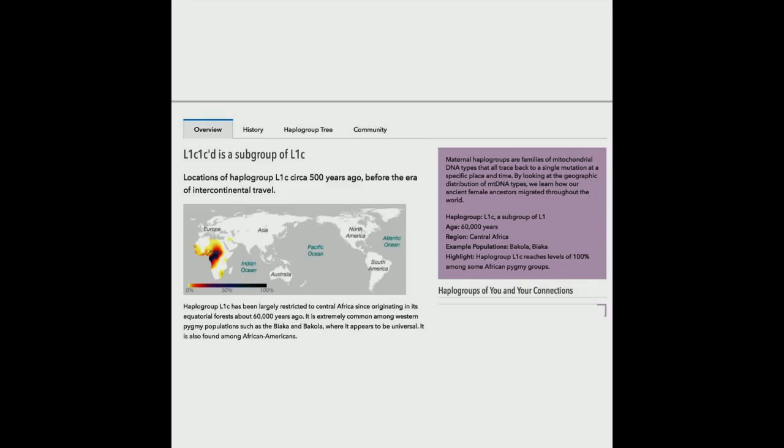Now, looking at the maternal side, he tested L1c1c'd, so it's a subgroup of L1c, and of course, this haplogroup is circa 500 years ago before the era of intercontinental travel, and again, this is his maternal side. It goes back 60,000 years in Africa, of course, from Central Africa. The example populations, it says the Bakola and Biaka, and it reaches levels of 100% among some African pygmy groups.